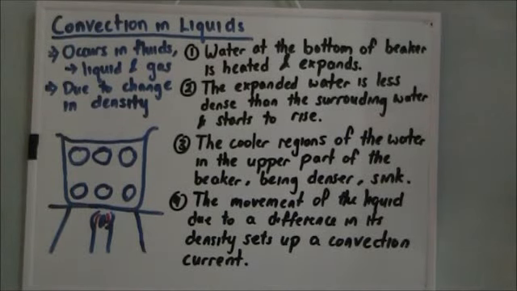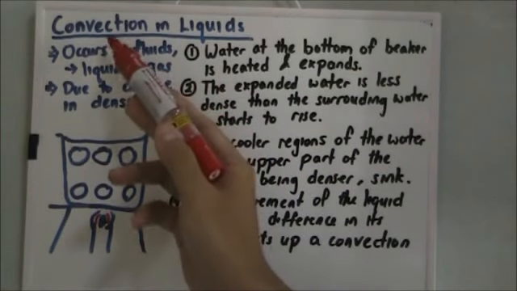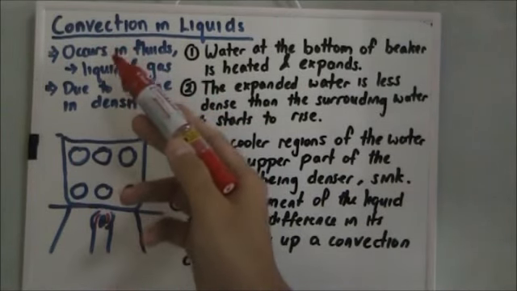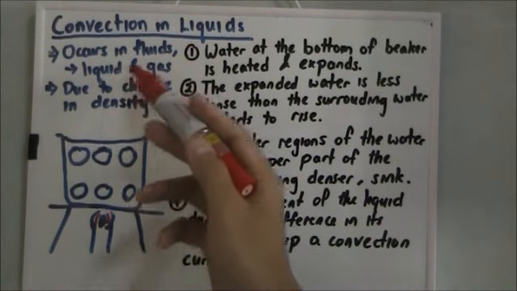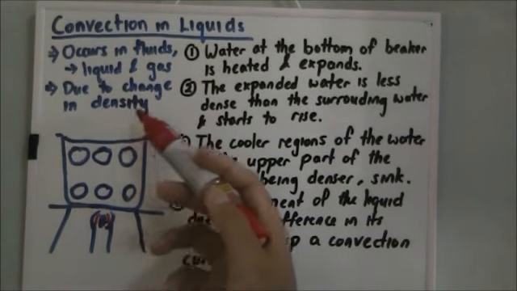I'm going to talk about how convection happens. As we discussed in the previous video, conduction occurs mainly in solids. So what is the effective heat transfer for liquids and gases? The answer is convection, and convection only occurs in fluids like liquids and gases. The reason why the heat is transferred is due to the change in density.